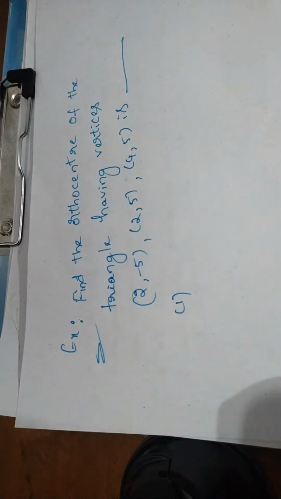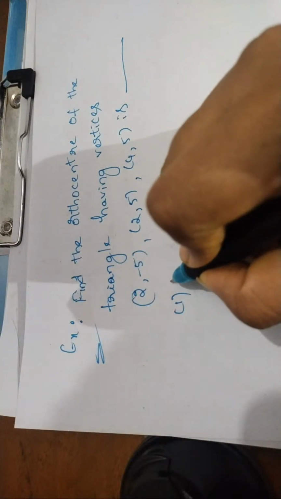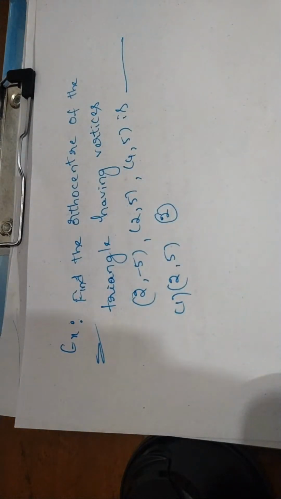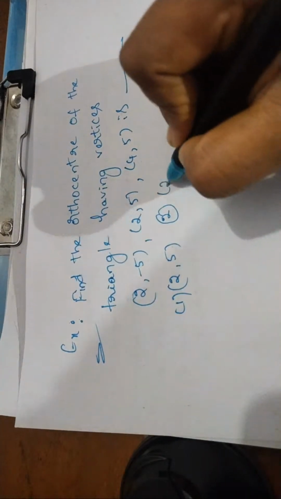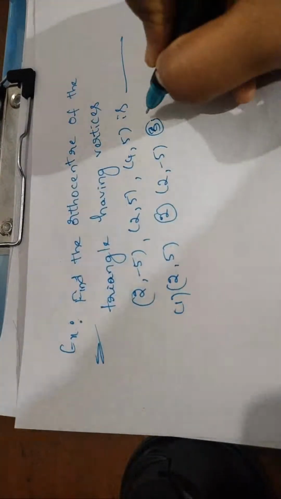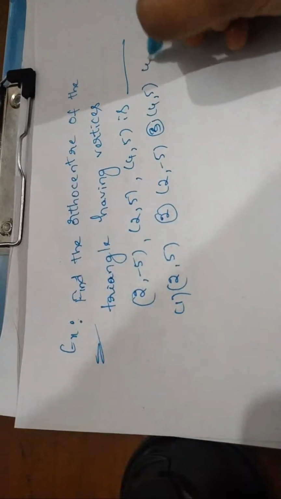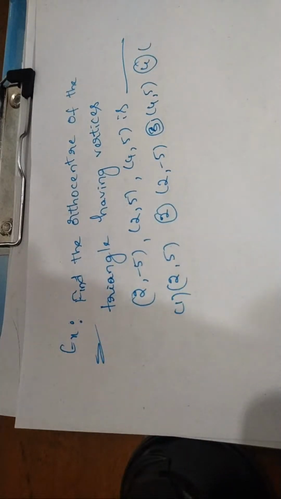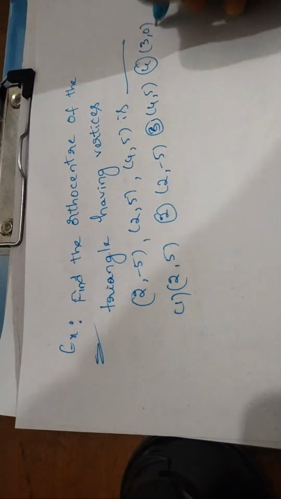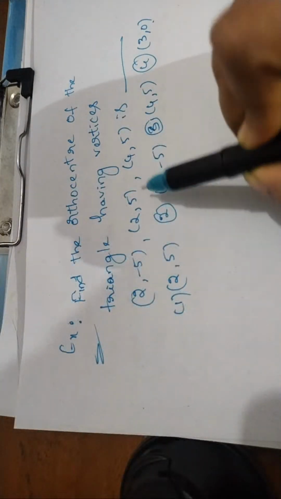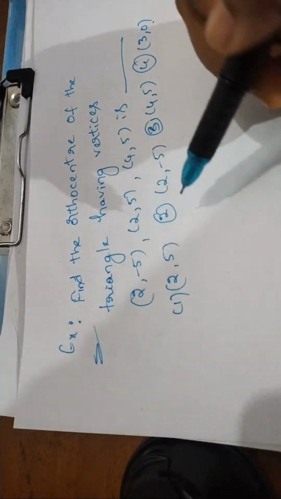At that time, options I will give. The first option is (2, 5). The second option is (2, -5). The third option is (4, 5). And the fourth answer is (3, 0). So this is the question. They gave the vertices of a triangle, and we need to find the orthocenter.